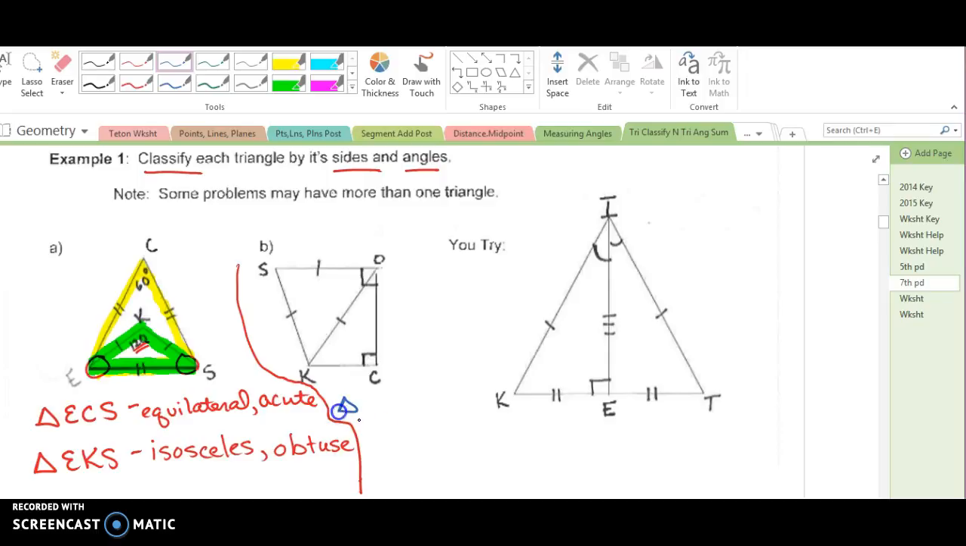On this one, I have two triangles. I have triangle SOK and triangle OKC. Triangle SOK. Right off the bat, I hope you notice that it has all one tick mark all the way around. So that would be equilateral. And it throws people off when they see this right angle right here, but that right angle is not inside that yellow triangle. It is its own thing. So this is not a right triangle, it is acute.